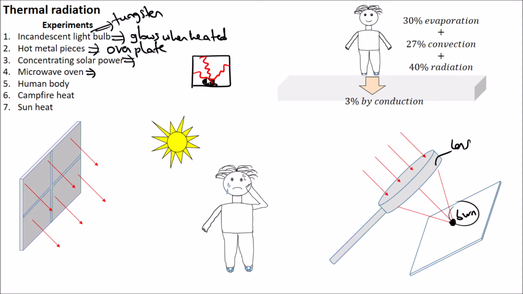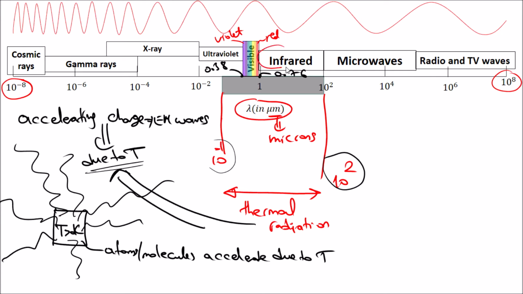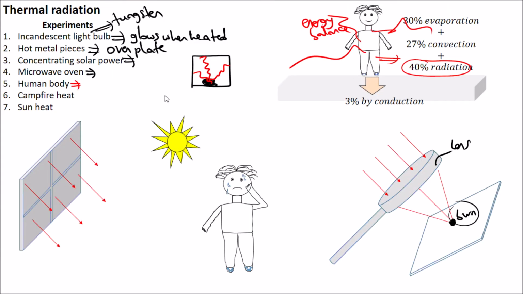And then the human body, there is also thermal radiation from the human body. If you notice the energy balance of the human body, you can see that some part of the heat transfer from the body is by radiation, which is 40%. This one is thermal radiation. But the problem is that here we cannot see the thermal radiation because the heat transfer from the human body falls in the infrared range of the thermal radiation, which is impossible for eyes to detect. And then the campfire heat, this one is again thermal radiation. Sun heat, this is again thermal radiation.